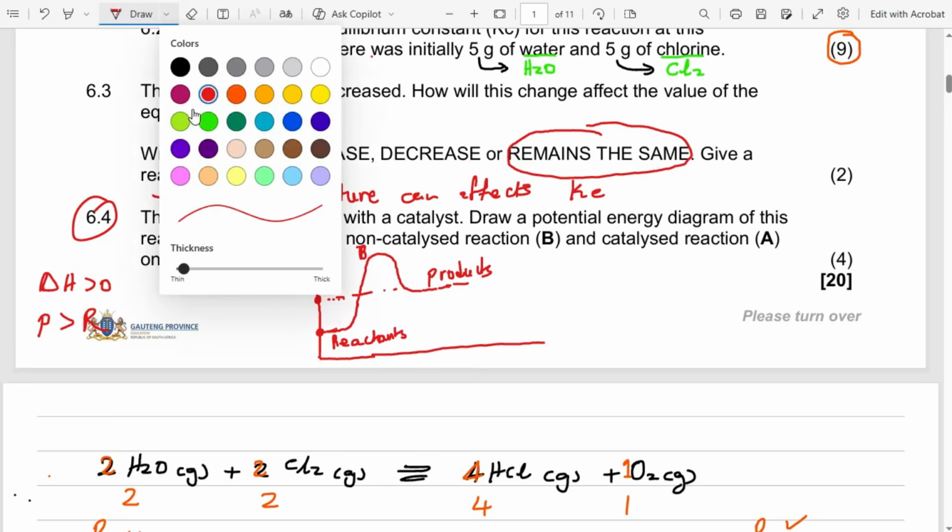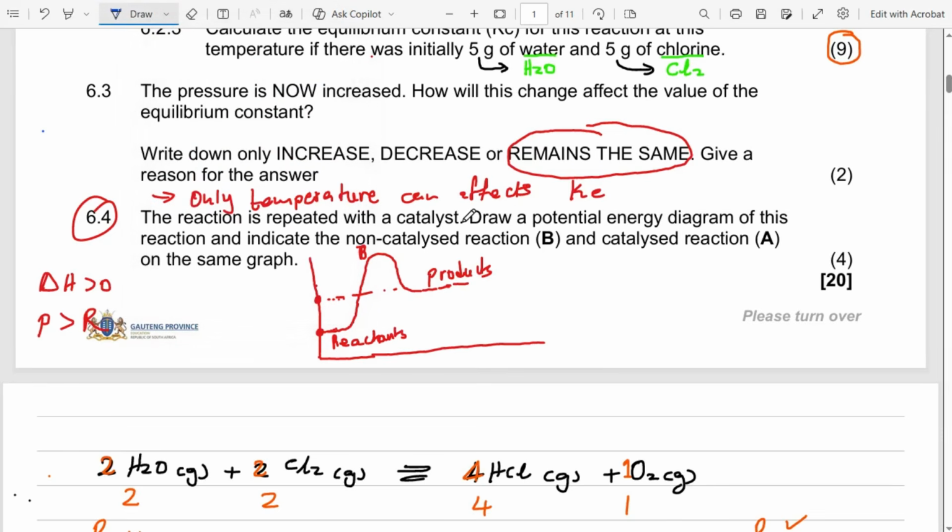Let's use a different marker to draw the second graph, and definitely we should collect those 4 marks. Okay, so remember this part here is what we call the potential energy. And then this will be the course of reaction.